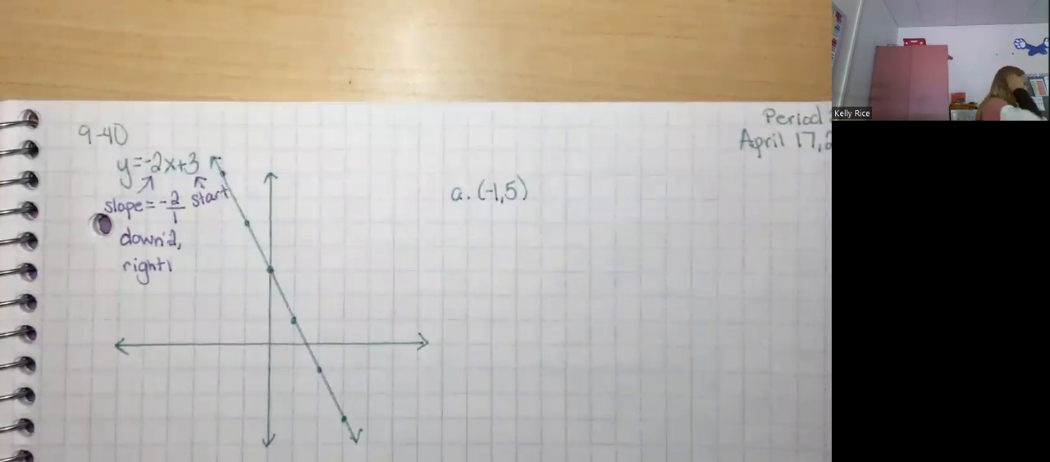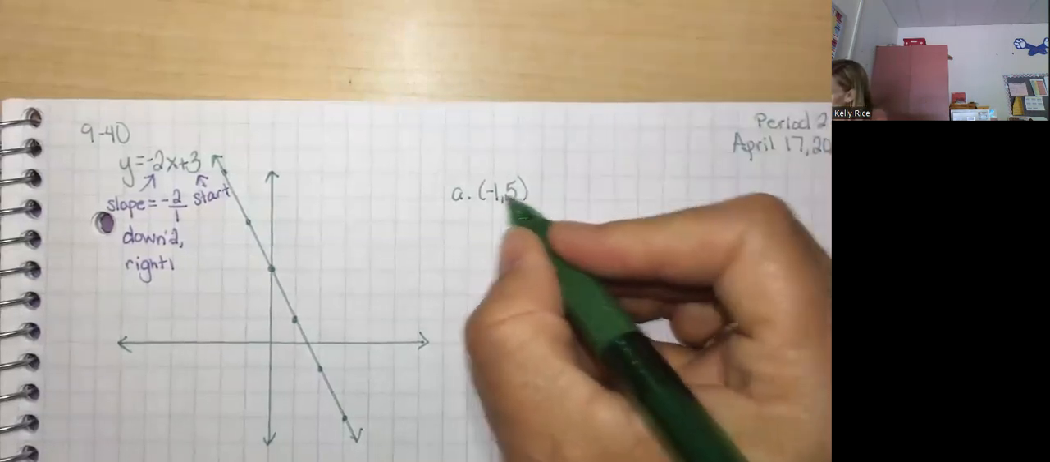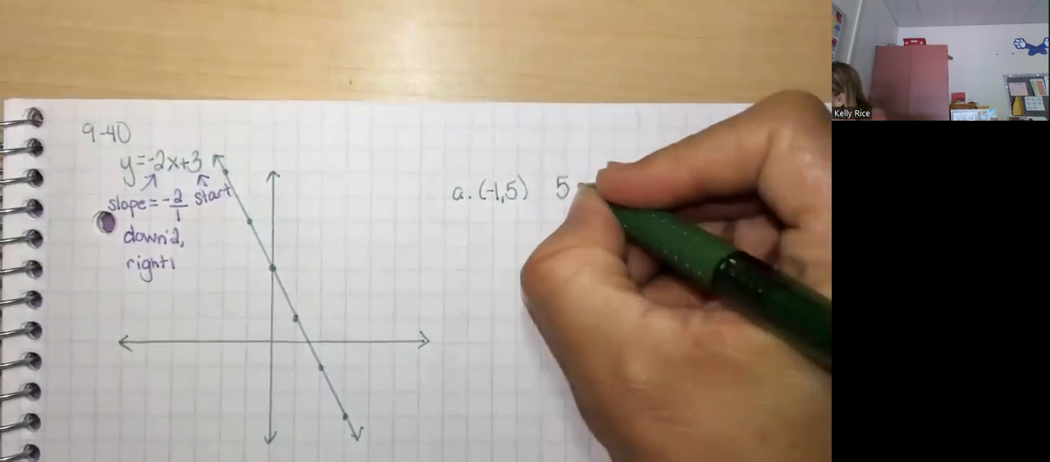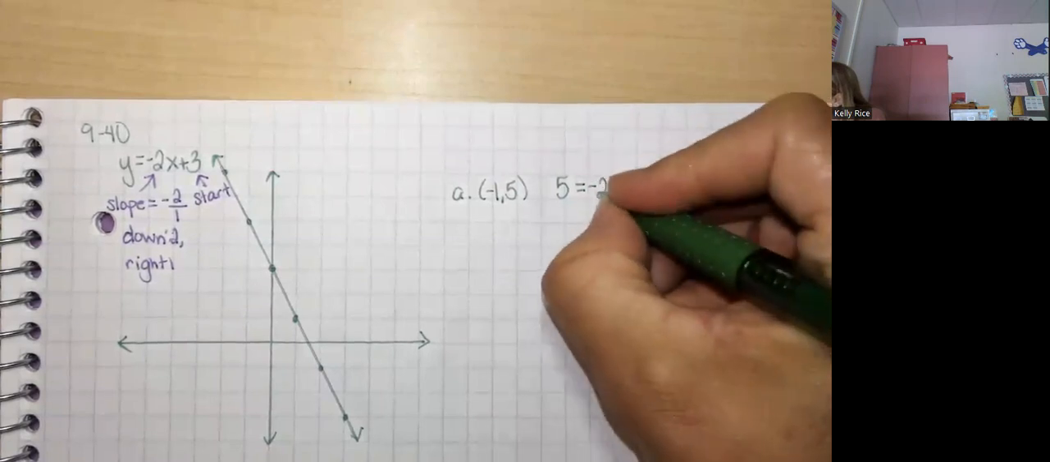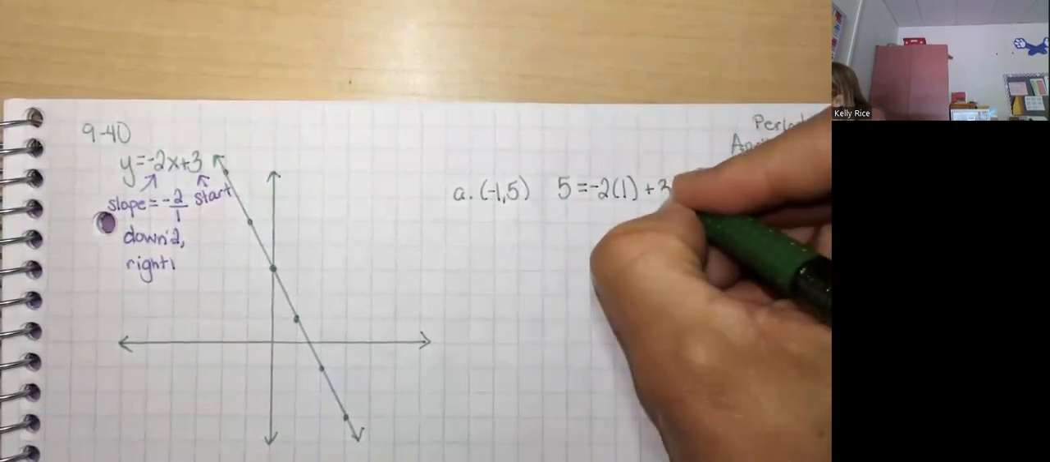So is negative 1, 5 a solution? How do we test if a point is a solution? Plug it in. So when I plug this in, I'm checking. So this is x, this is y. Does 5 equal negative 2 times 1 plus 3?